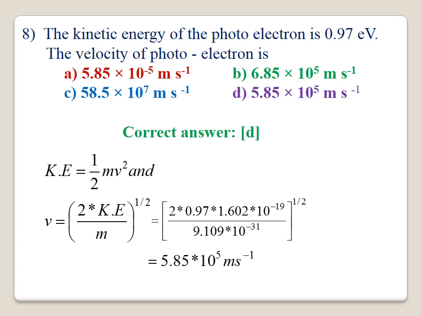You substitute the value of KE and m in the equation, you will get the velocity of the photoelectron. The kinetic energy is given, multiplied by 1.602 into 10 to the power minus 19 to convert the electron volt into joules. Therefore, 0.67 is multiplied by 1.602 into 10 to the power minus 19 and divided by the mass of the electron 9.109 into 10 to the power minus 31. You substitute these two values, kinetic energy and mass, in the equation, you will get the velocity. The velocity will be equal to 5.85 into 10 to the power 5 meter second power minus 1. Option D is correct.